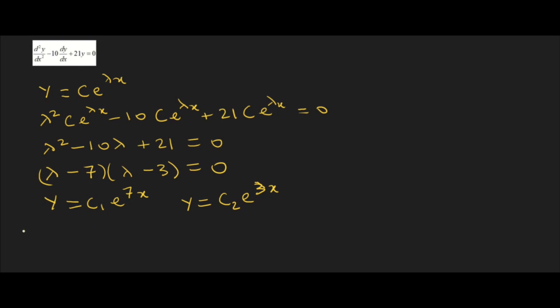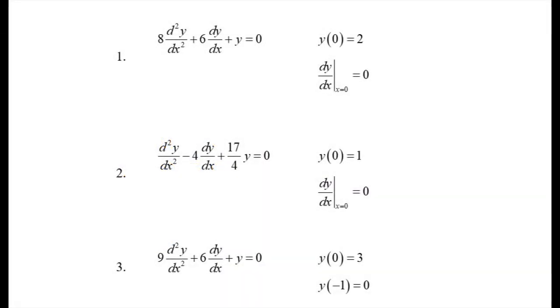And by the principle of superposition, if either of these solutions is correct, or both of these solutions is correct, then the sum of these solutions is also a solution. So we have y equals c1 e to the 7x plus c2 e to the 3x. That's a general solution for this equation.